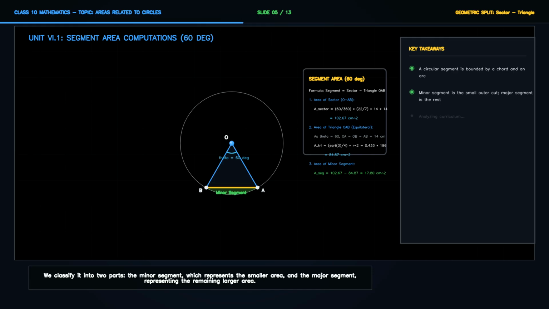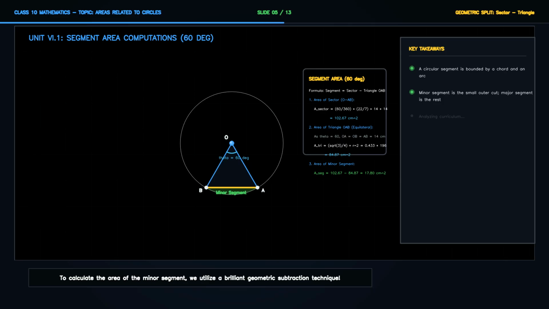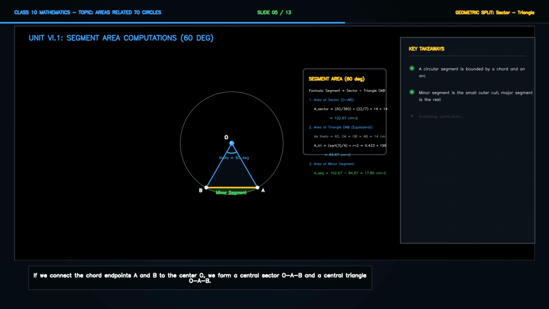To calculate the area of the minor segment, we utilize a brilliant geometric subtraction technique. If we connect the chord endpoints A and B to the center O, we form a central sector OAB and a central triangle OAB. The area of the minor segment is precisely equal to the area of the sector OAB minus the area of the central triangle OAB. The challenge in segment problems is always calculating the area of this central triangle, which depends heavily on the central angle. Today, we will learn how to master this subtraction for 60, 90, and 120 degree central angles.